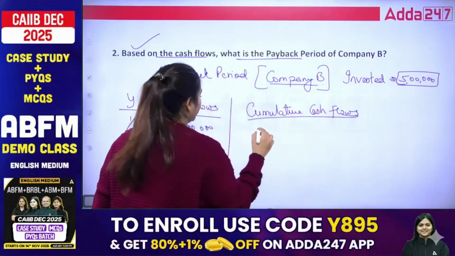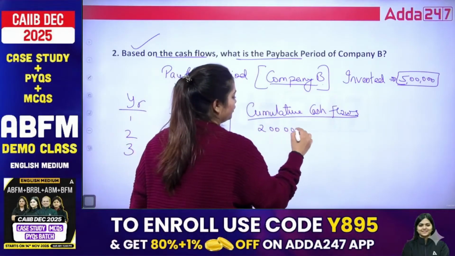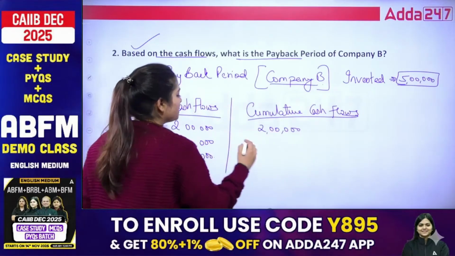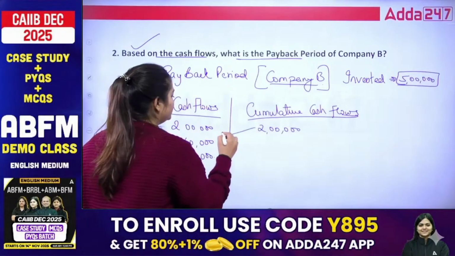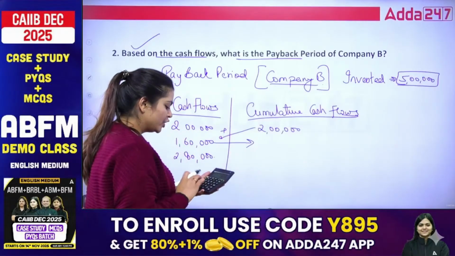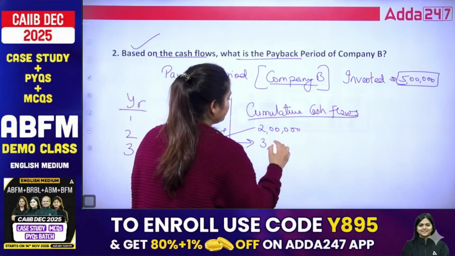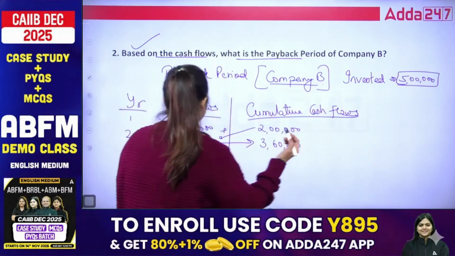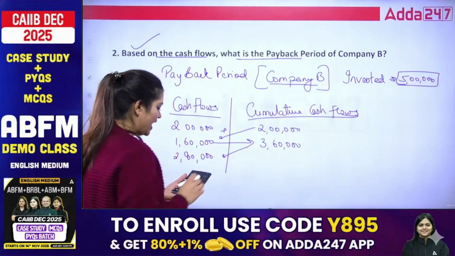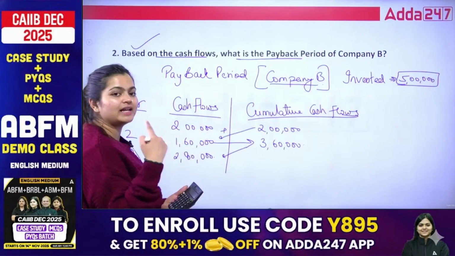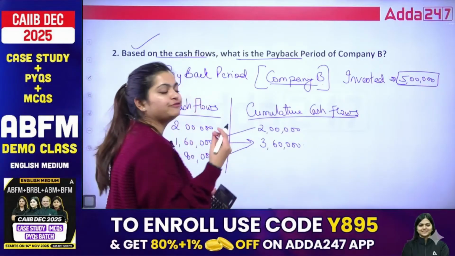So for the first year, you have recovered from this project, if you use here 5 lakhs, that is going to be 2 lakhs. In your second year, if you add the second year, your cumulative value will be 1 lakh 60 plus 2 lakhs, 3 lakhs 60. Now, if you add this 2 lakh 80 plus 3 lakh 60, this is going to be 6 lakh 40.